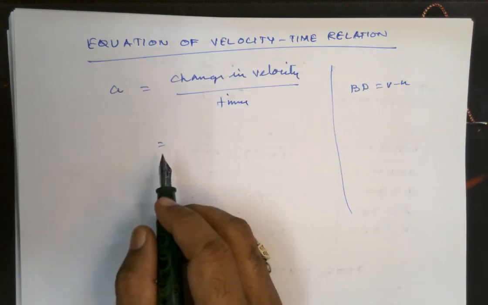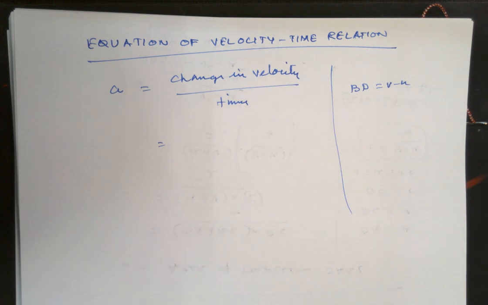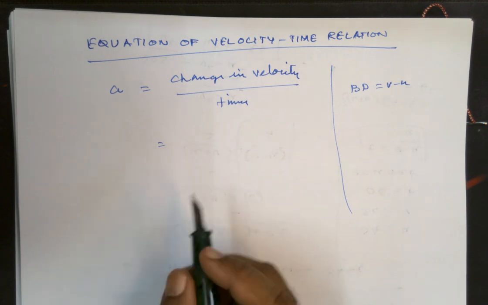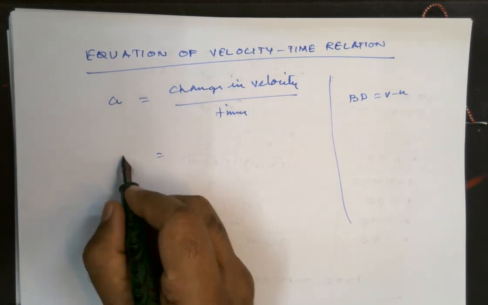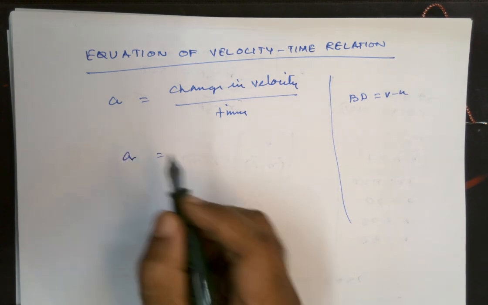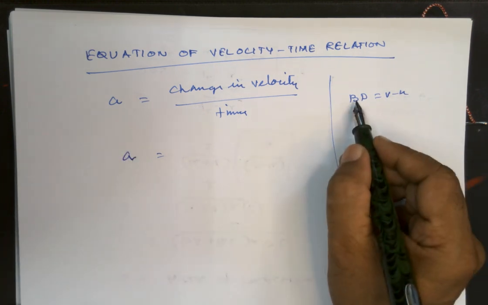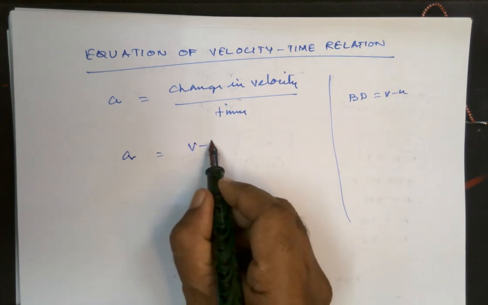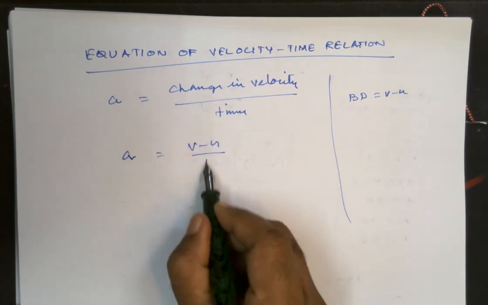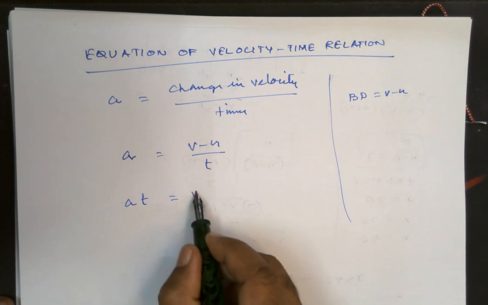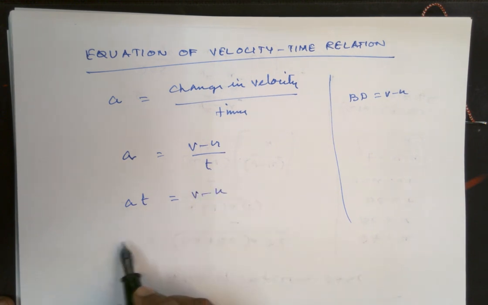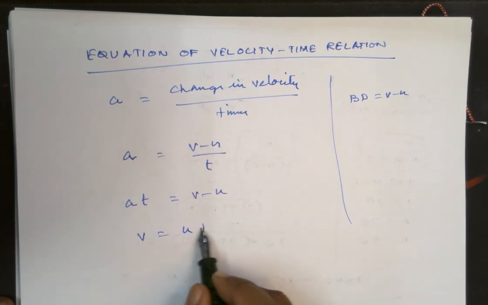So acceleration is the change in velocity divided by time, and here we have a. So this BD is V minus U divided by T. Therefore you can bring this T here, so AT is equal to V minus U, and therefore V is equal to U plus AT.